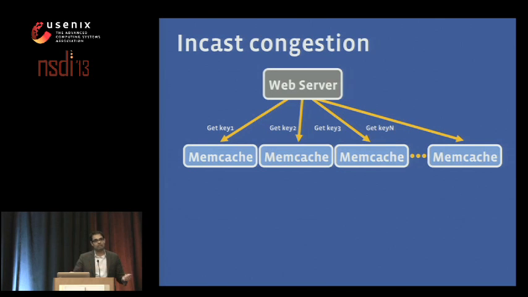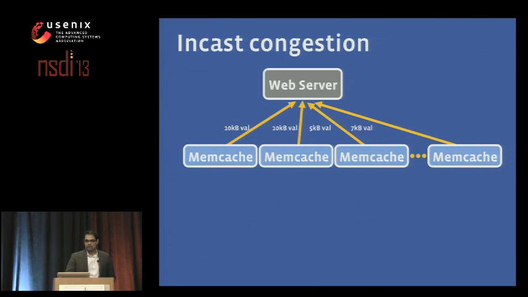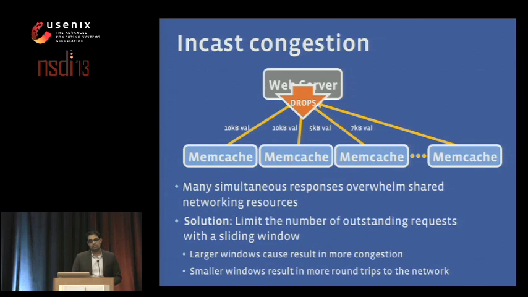We issue a wide parallel fetch to many servers. Memcached thinks for a couple of microseconds and returns the value. When all the values come back to the web server, they overwhelm shared networking resources at the client side, not at the server side, and you start to see packet drops. So what do we do? We have a pretty simple sliding window protocol that limits the number of outstanding messages. Larger windows cause more congestion, and smaller windows result in more round trips to the network. So there is a sweet spot, and I encourage you to read our paper about it.